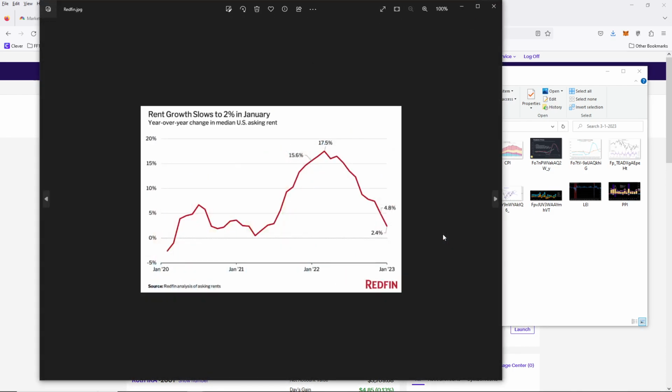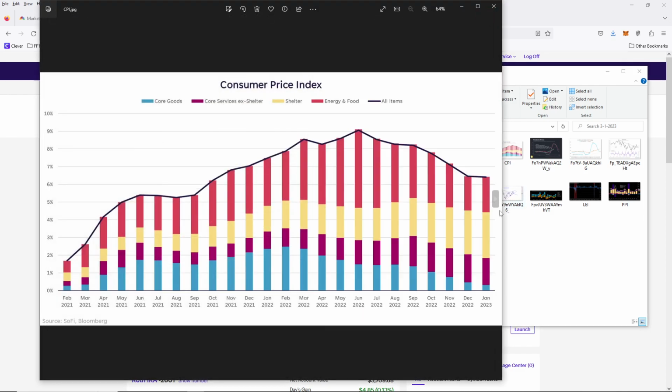They see this. This is what they see. So the shelter component is going to come down. It takes forever, and it's based on a survey. It is the stupidest thing that we have in this country right now.